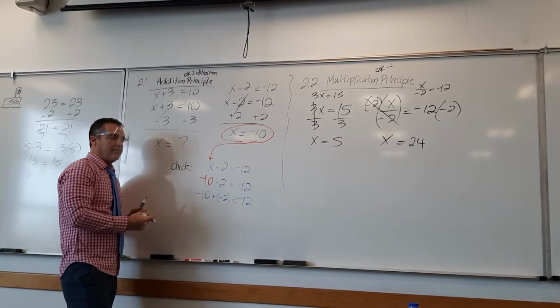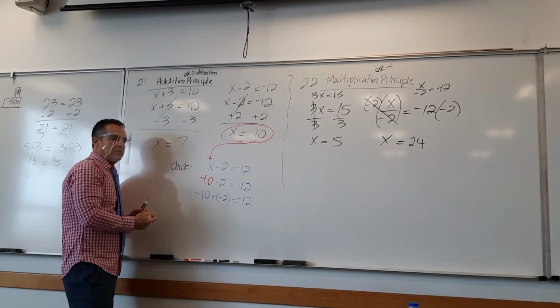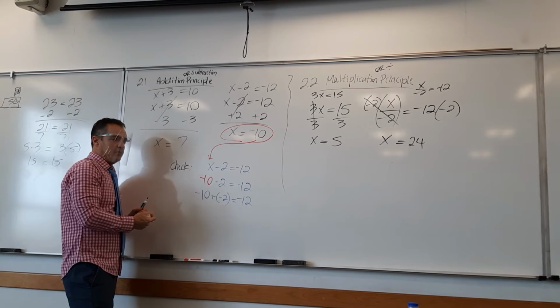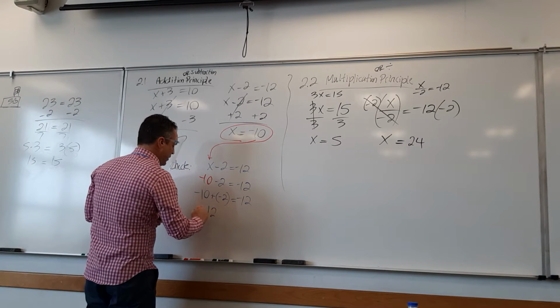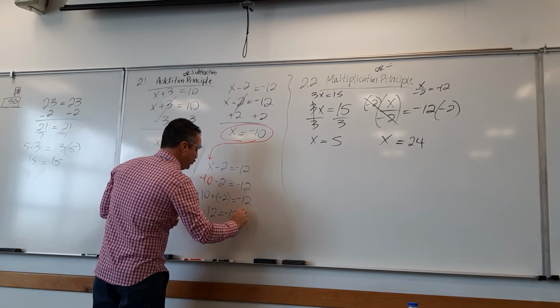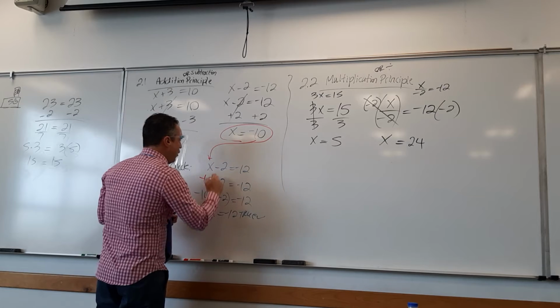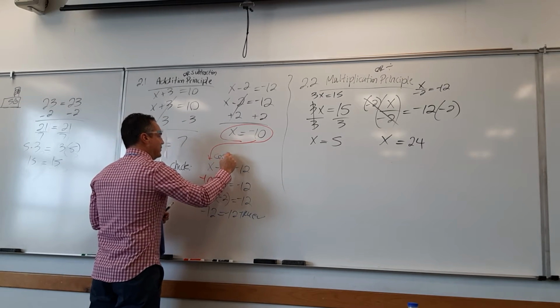These two, when combined, same or different sign? Same. Same means sum means add. 10 and 2 make 12. They're all negative, so I have negative 12 equals negative 12. And that is a true statement. And therefore, this answer is correct.